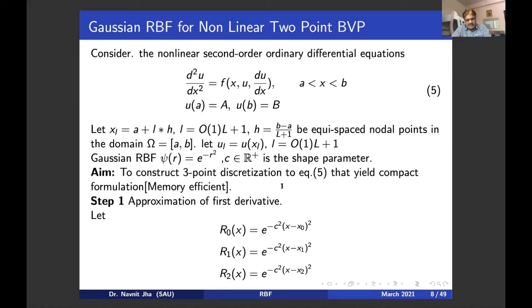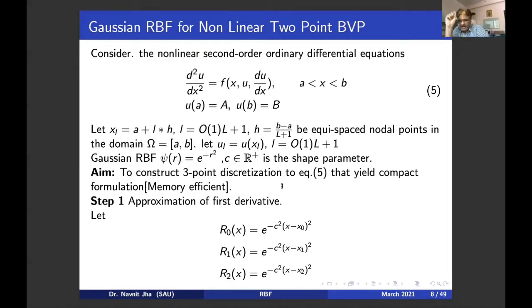Now, our domain is A to B. I have divided this interval A to B into several parts that is denoted by xi, and i is going from 0 to L plus 1. Now, I have a Gaussian radial basis function, psi of r equal to e raised to the power minus c square r square, where c is the same parameter. Now, our aim is, with the help of this radial basis function, we will construct a discrete scheme. What kind of discrete scheme we will consider, and what is the beauty of that scheme, everything will be explained later on.